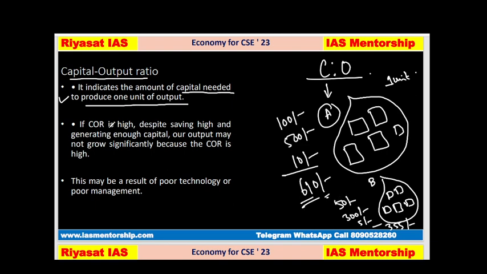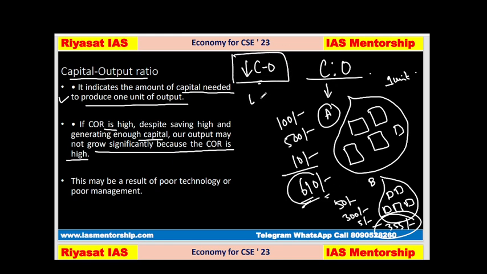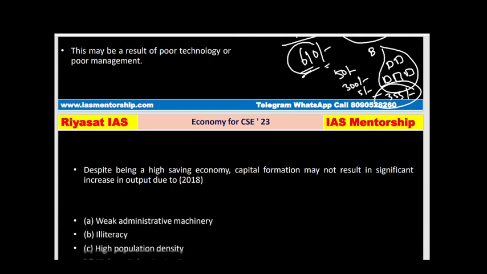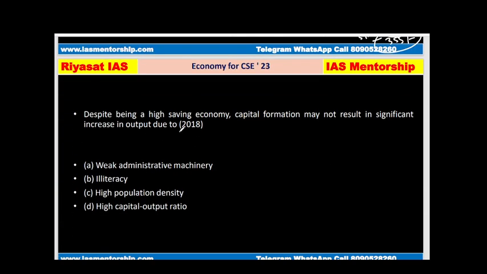If COR is high, despite saving high and generating enough capital, our output may not grow significantly because COR is high. This will not generate any proper profit. So that is why we should focus on a low capital output ratio. Less capital output ratio is best. Clear? Don't confuse yourself that less is always negative. No, here less plays a very good role. So let us see a question related to capital output ratio which came in 2018.